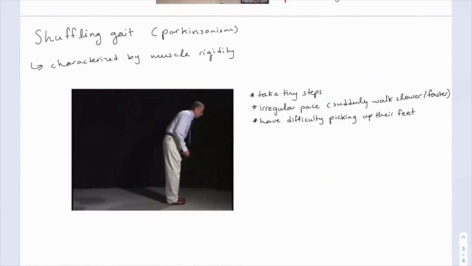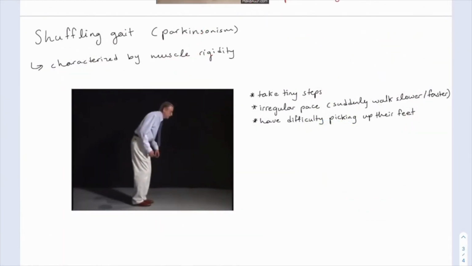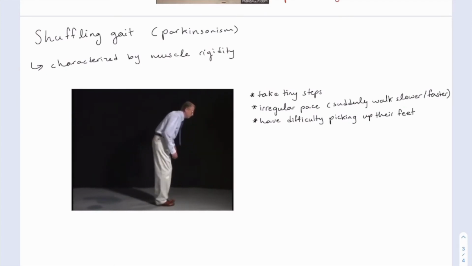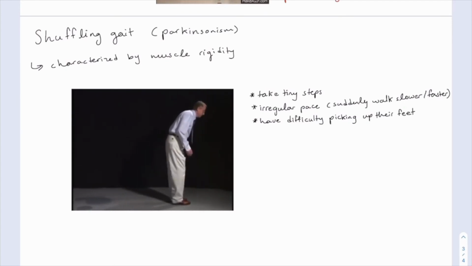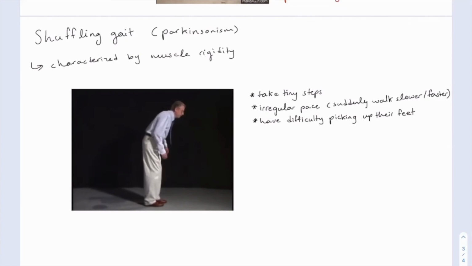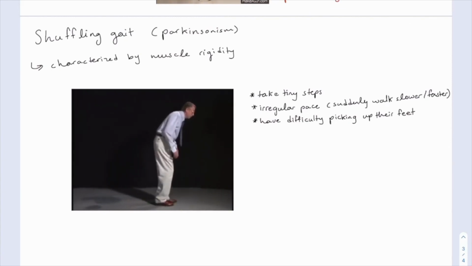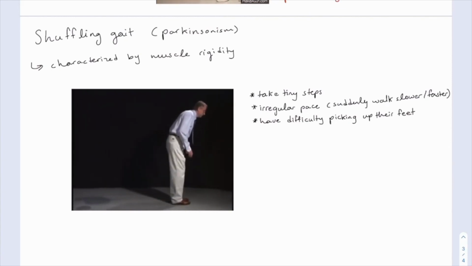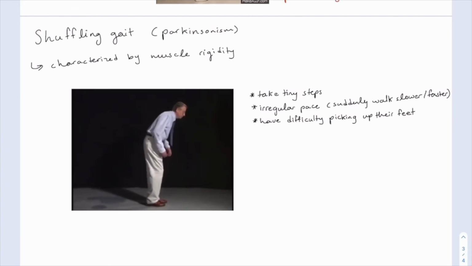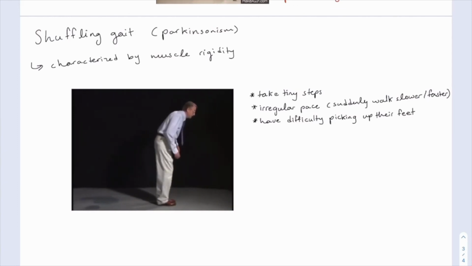Okay, and finally we have the shuffling gait, which is implicated in Parkinsonism. You should know that. And this is characterized by muscle rigidity. And so, since the patient's muscles are rigid, that would limit his or her movements. Okay? So as you can see here, the patient is taking very tiny steps as he's walking. And he's also having difficulty picking up his feet.